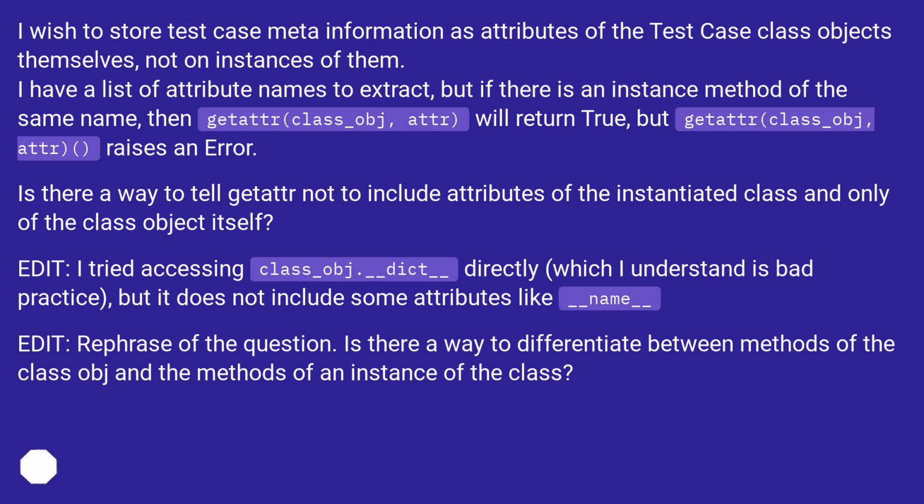object itself? Edit: I tried accessing class_obj.__dict__ directly, which I understand is bad practice, but it does not include some attributes like __name__. Edit: Rephrase of the question. Is there a way to differentiate between methods of the class object and the methods of an instance of the class?